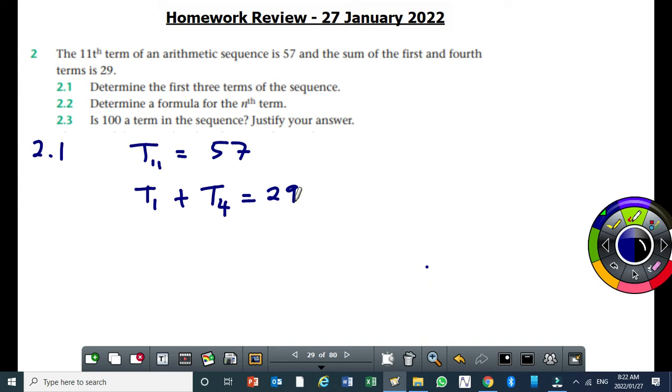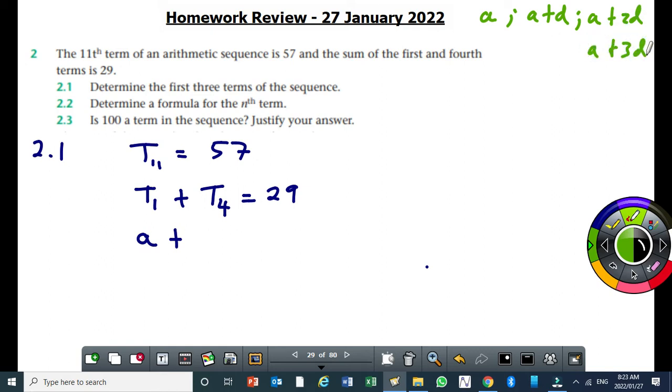Now, be aware that the terms in a sequence, that is a sequence which is arithmetic, can also be written in terms of A and what? And D. So this equation, T1 plus T4 equal to 29, can be written using A and D. Remember, T1 is equal to A. T4, remember when I wrote this, first term of an arithmetic sequence is A, the second term is A plus D, the third term is A plus 2D, the fourth term is A plus 3D.